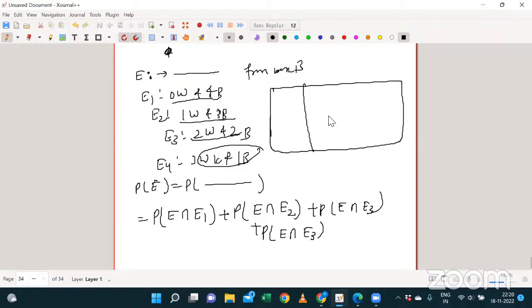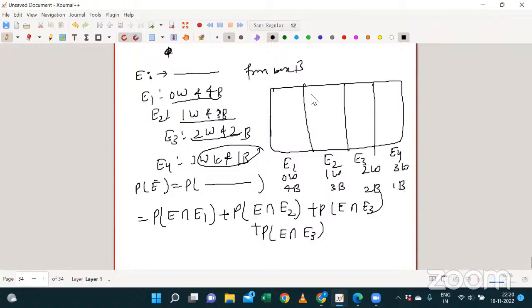Suppose these are the sub-parts E1, E2, E3, E4. In E1 you have transferred 0 white and 4 black; in E2, 1 white and 3 black; 2 white and 2 black; 3 white and 1 black. The question says E is the event that a white ball is chosen. So the probability is P(E∩E1) plus P(E∩E2) plus P(E∩E3) plus P(E∩E4). Okay, this is nothing but the law of total probability. Is this clear for everyone? Yes, sir, clear.